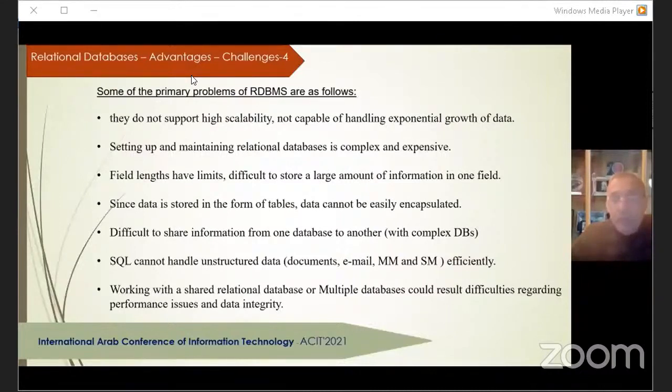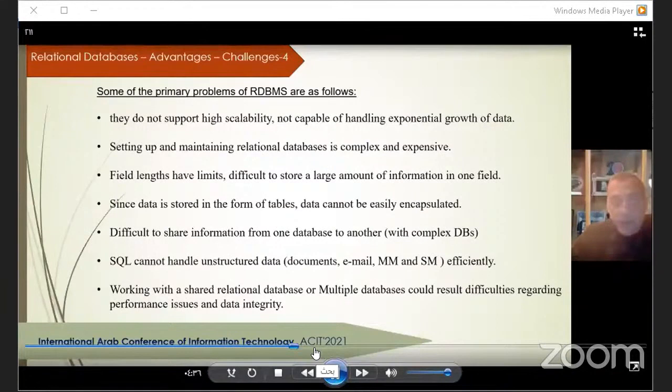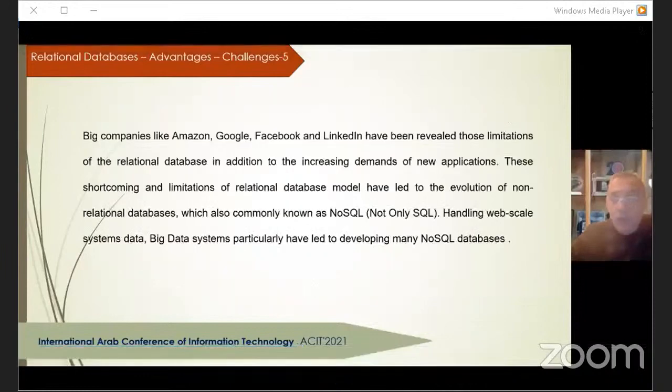SQL cannot handle unstructured data, and this is actually a major problem. It cannot efficiently handle unstructured data such as documents, email, multimedia, and social media. Also, working with sharded relational or multiple databases could result in difficulties regarding performance issues and data integrity. All of these shortcomings and limitations have led big companies to search for non-relational databases, also commonly known as not only SQL, that can handle web scale systems and big data systems.